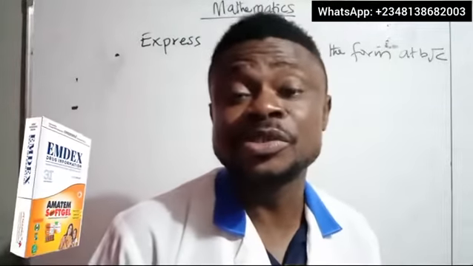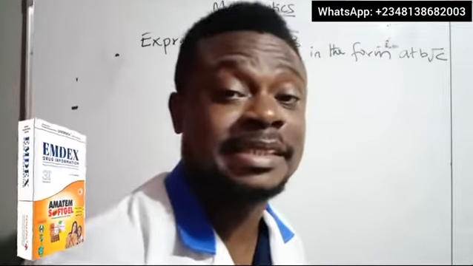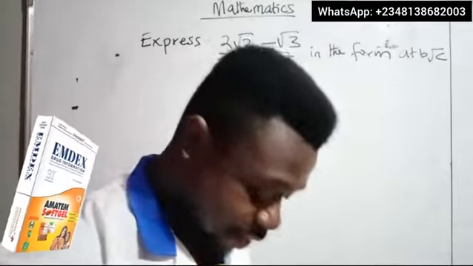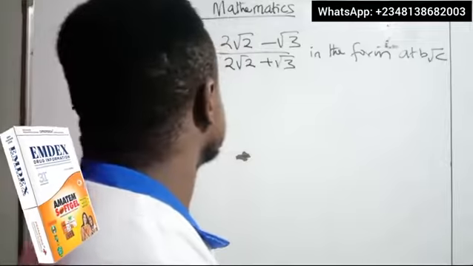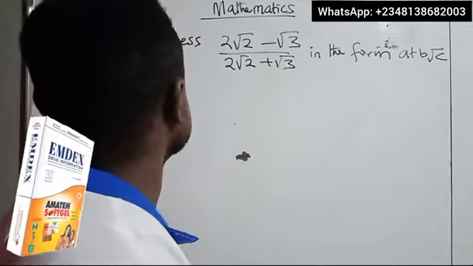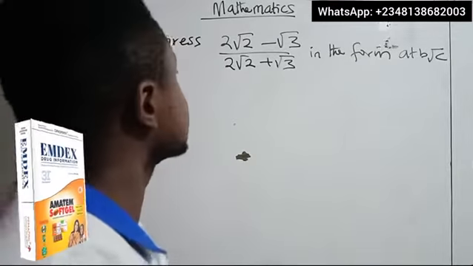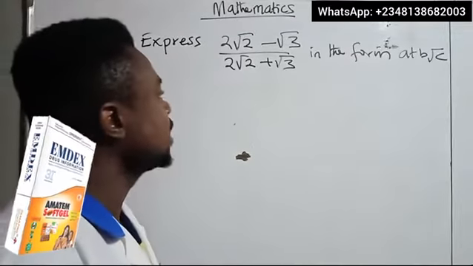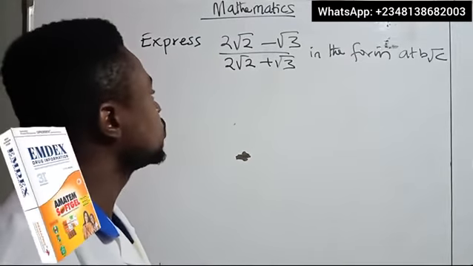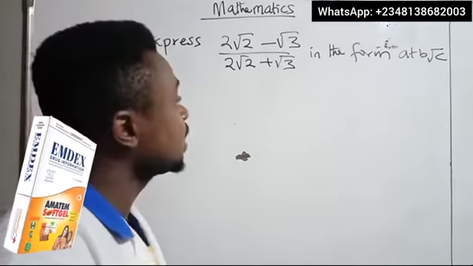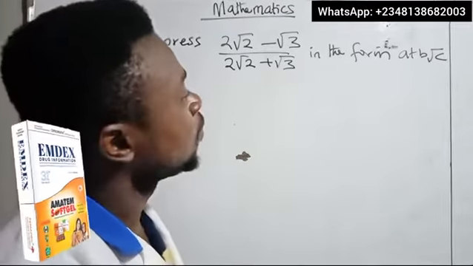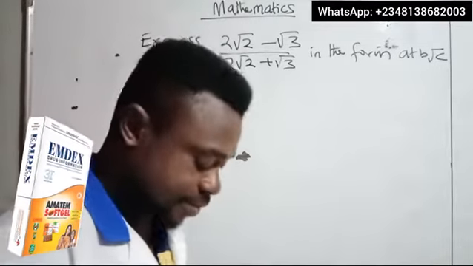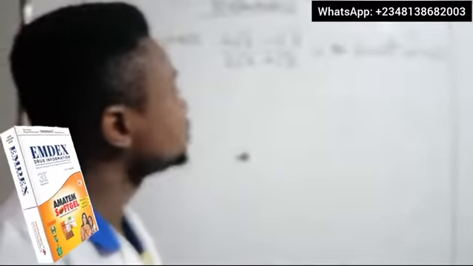Today we are going to take a look at mathematics. Here on the board I have a question from one of my students. The question says, express (2√2 − √3)/(2√2 + √3) in the form a + b√c. A plus b root c.